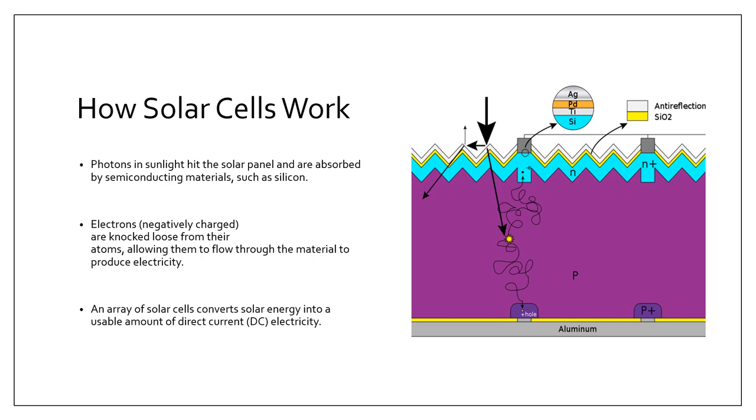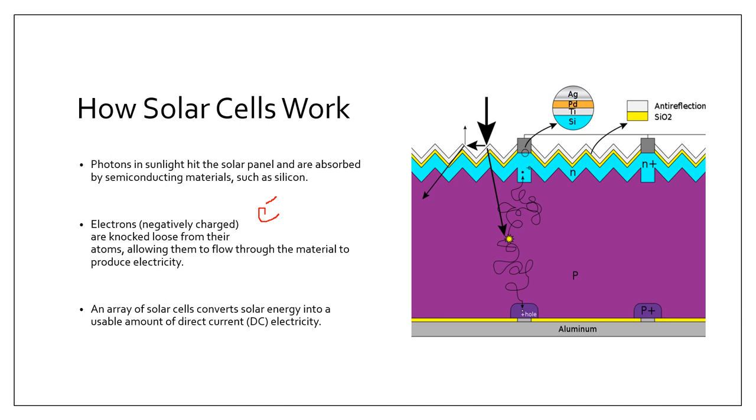Okay, so let's take a look at the solar cell. Photons from the sun are going to hit the solar panel, and we're going to absorb the photons. And what do we use? We use some conducting material that can absorb the photons, for example, silicon. The electrons, these are your activated, negatively charged electrons, the ones with the minus. They're knocked loose from the atoms, allowing them to flow through the material and then produce electricity.